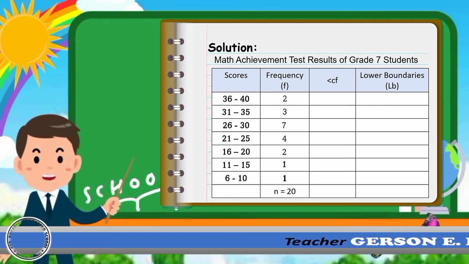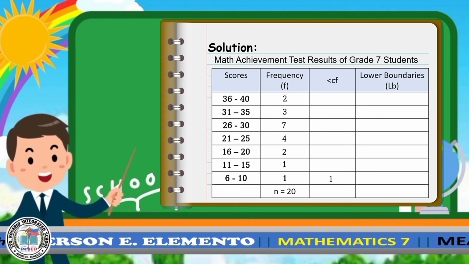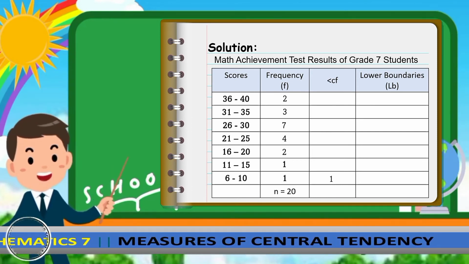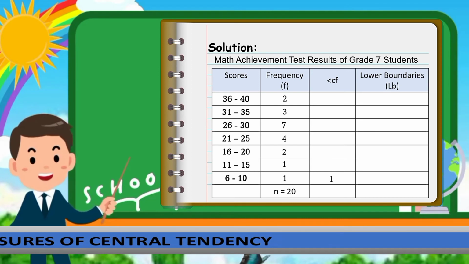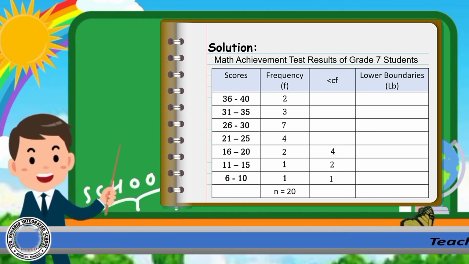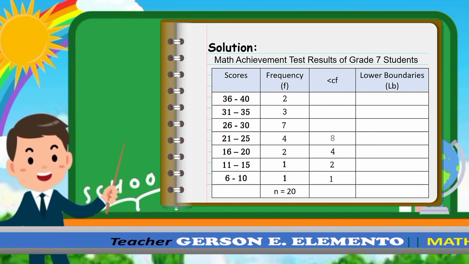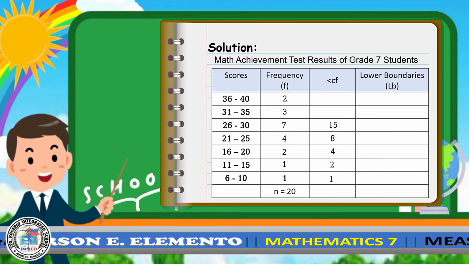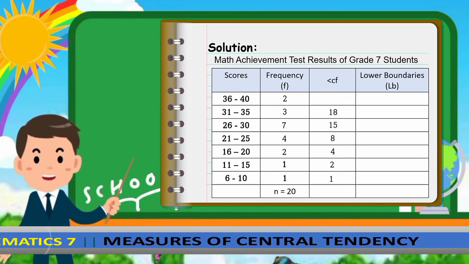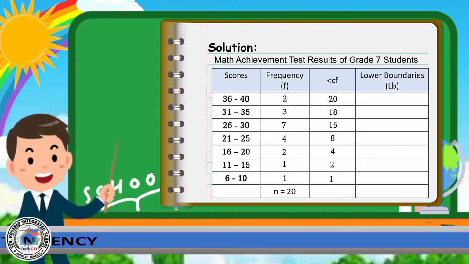To find CF, we just copy the frequency of the lower class, or we start from the bottom. 6 to 10, the frequency is 1. We will just copy 1. Then add it to the next frequency. 1 plus 1, it's 2. Then 2 plus 2, it's 4. Then 4 plus 4, it's 8. Then 8 plus 7, it's 15. And 15 plus 3 is 18. Finally, 18 plus 2 equals 20.